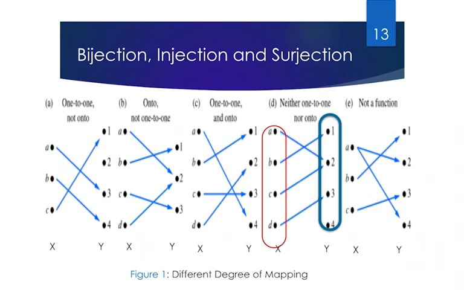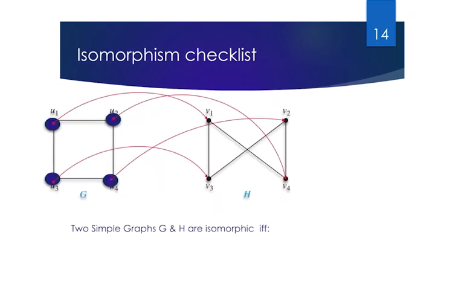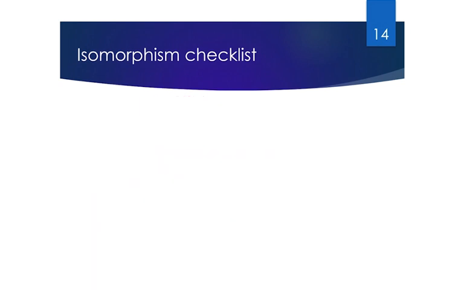Look for unpaired element or elements, or look for an element mapped more than once to an element from the other set. Now, how could we determine whether a pair of graphs like G and H are isomorphic? We can use the following checklist. Two simple graphs are isomorphic if and only if there is a bijection function between f of u and f of v. Look at the mapping.